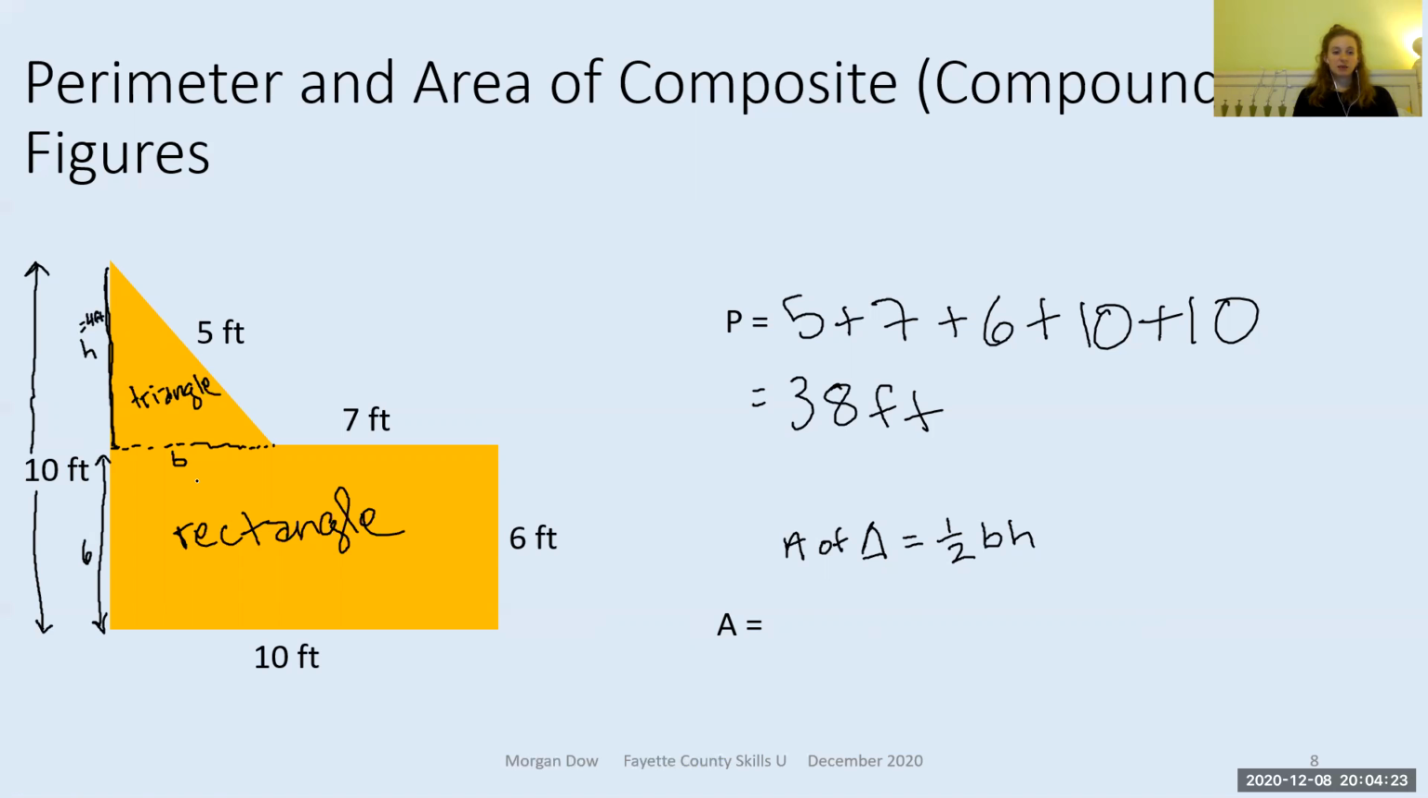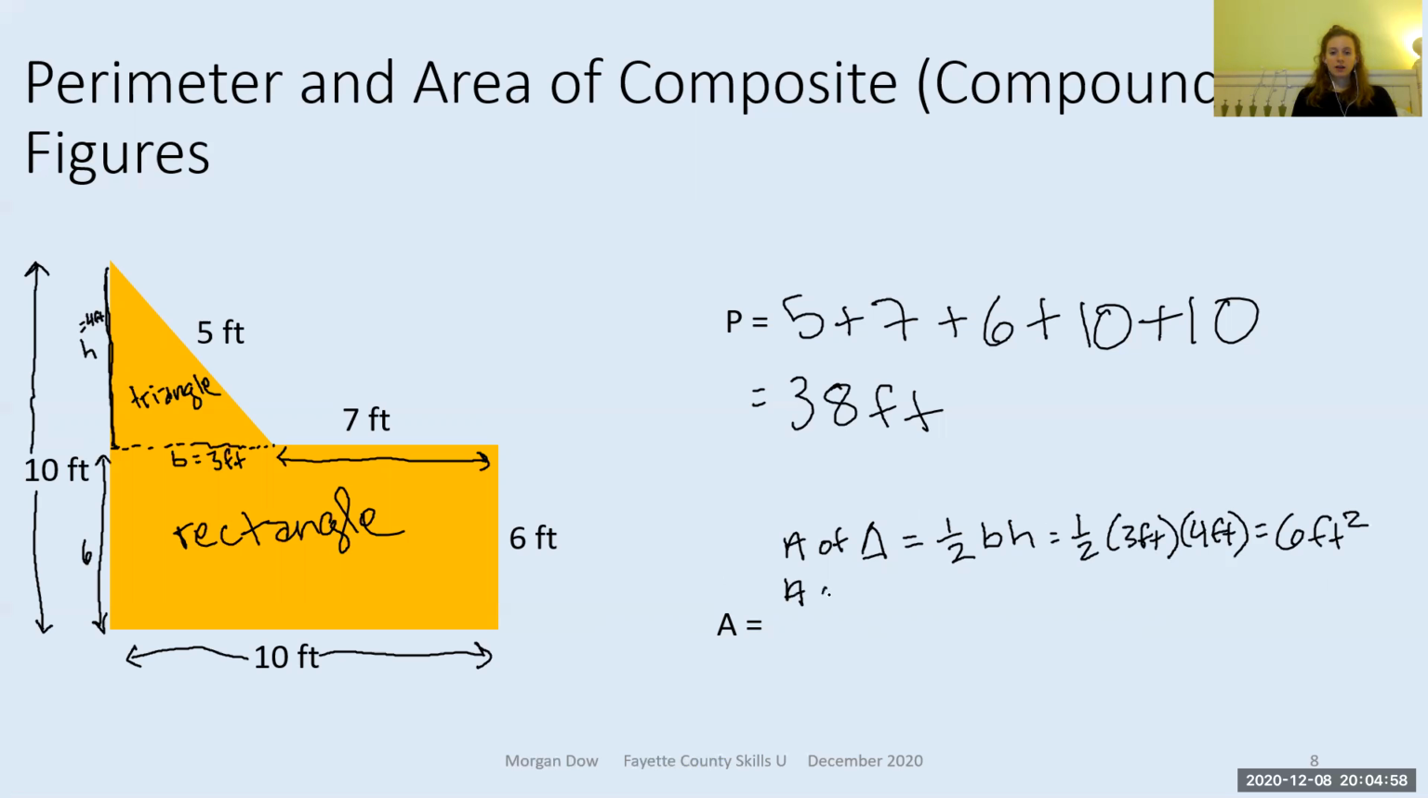And then for the base, same idea. I know that this shape all the way across is 10 feet. I know that this part right here is 7 feet. And so the base must be 3 feet. All right, so I want half of 3 feet times 4 feet. So it's all multiplication. You can do it in whatever order you want. Let's do 3 times 4 is 12. And then half of that would give us 6 square feet. So that's the area of the triangle.